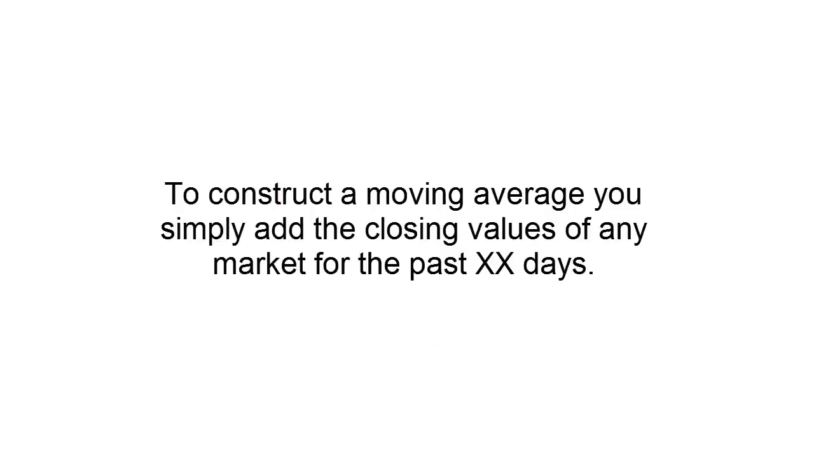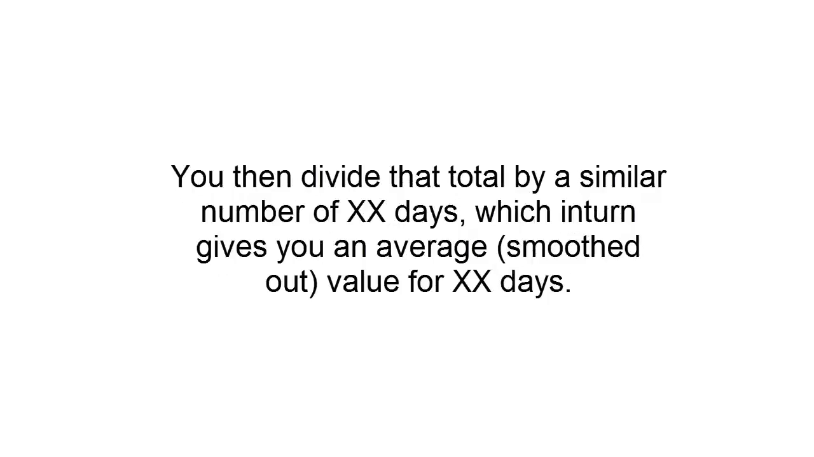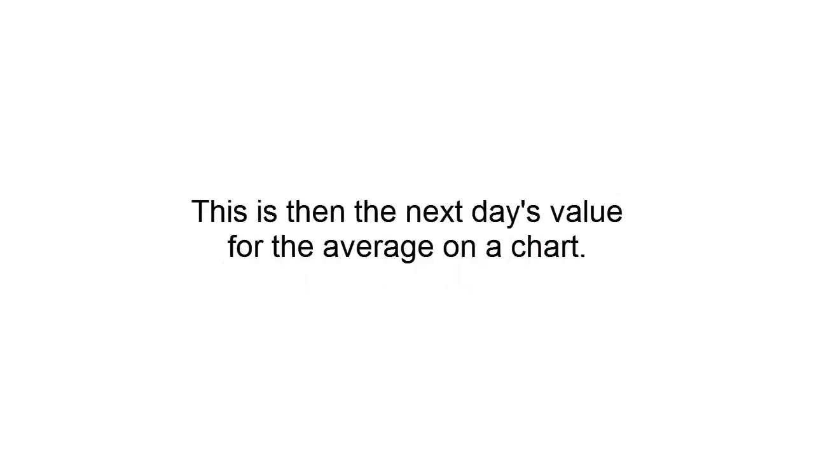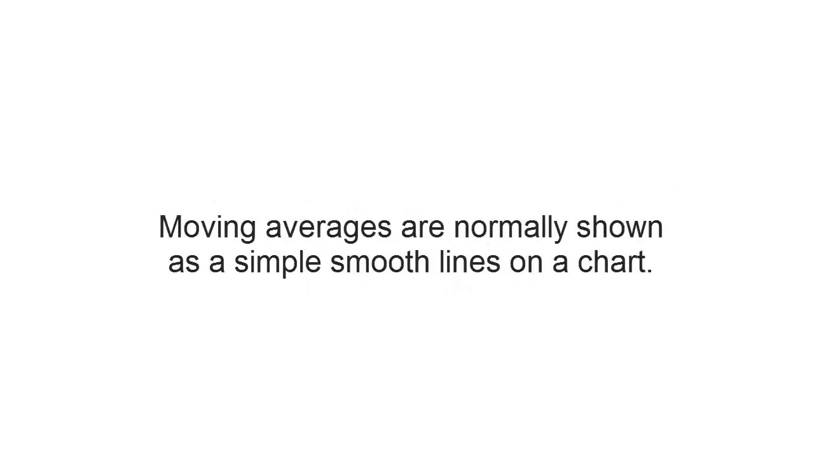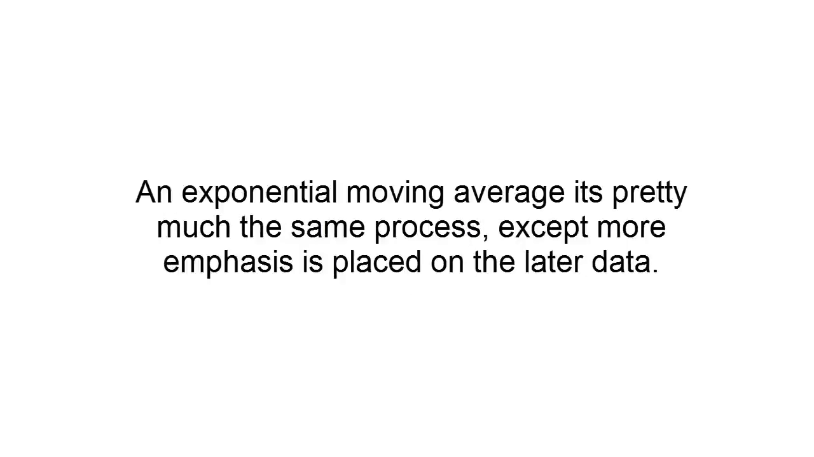To construct a moving average, you simply add the closing values of any market for the past XX days. You then divide that total by a similar number of XX days, which in turn gives you an average, smooth value for the XX days. This is then the next day's value for the average on a chart. Moving averages are normally shown as simple, smooth lines on a chart. An exponential moving average is pretty much the same process, except more emphasis is placed on the latter data.